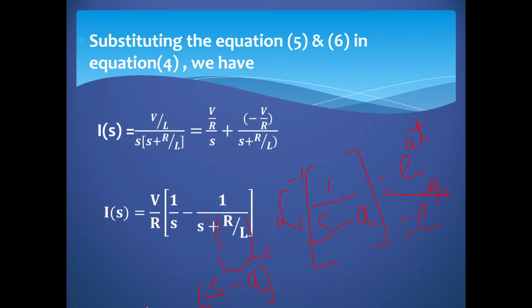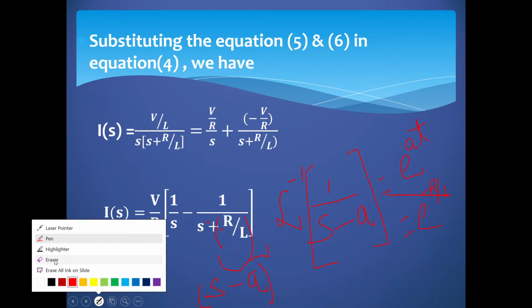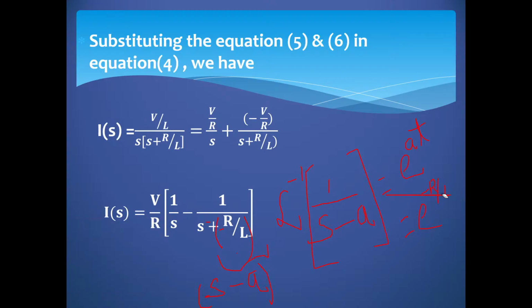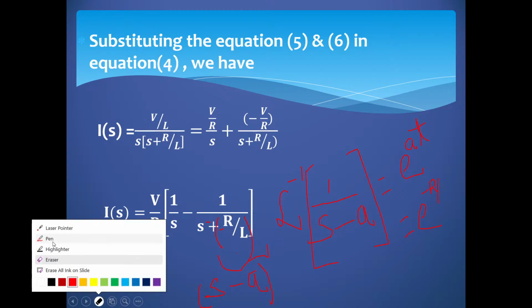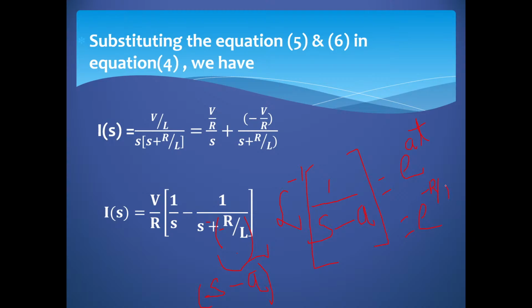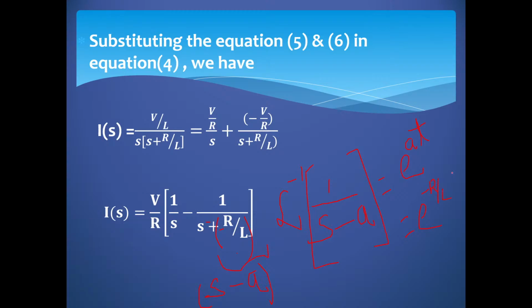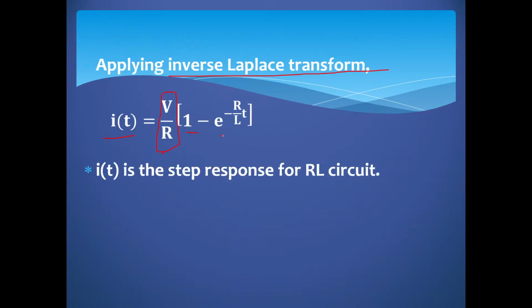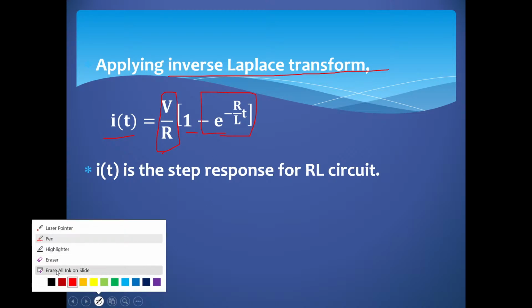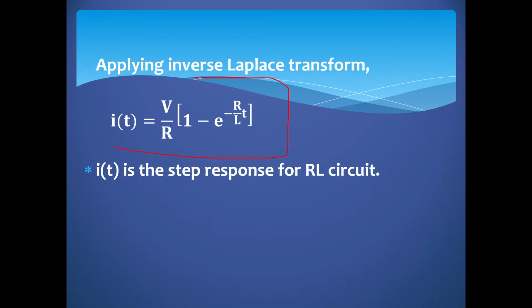Of t. Whenever you are converting it into inverse form, whenever you are taking inverse Laplace, always remember, e power minus R by L into T. That's what I have written here. You can see e power minus R by L into T. So this is the inverse Laplace.